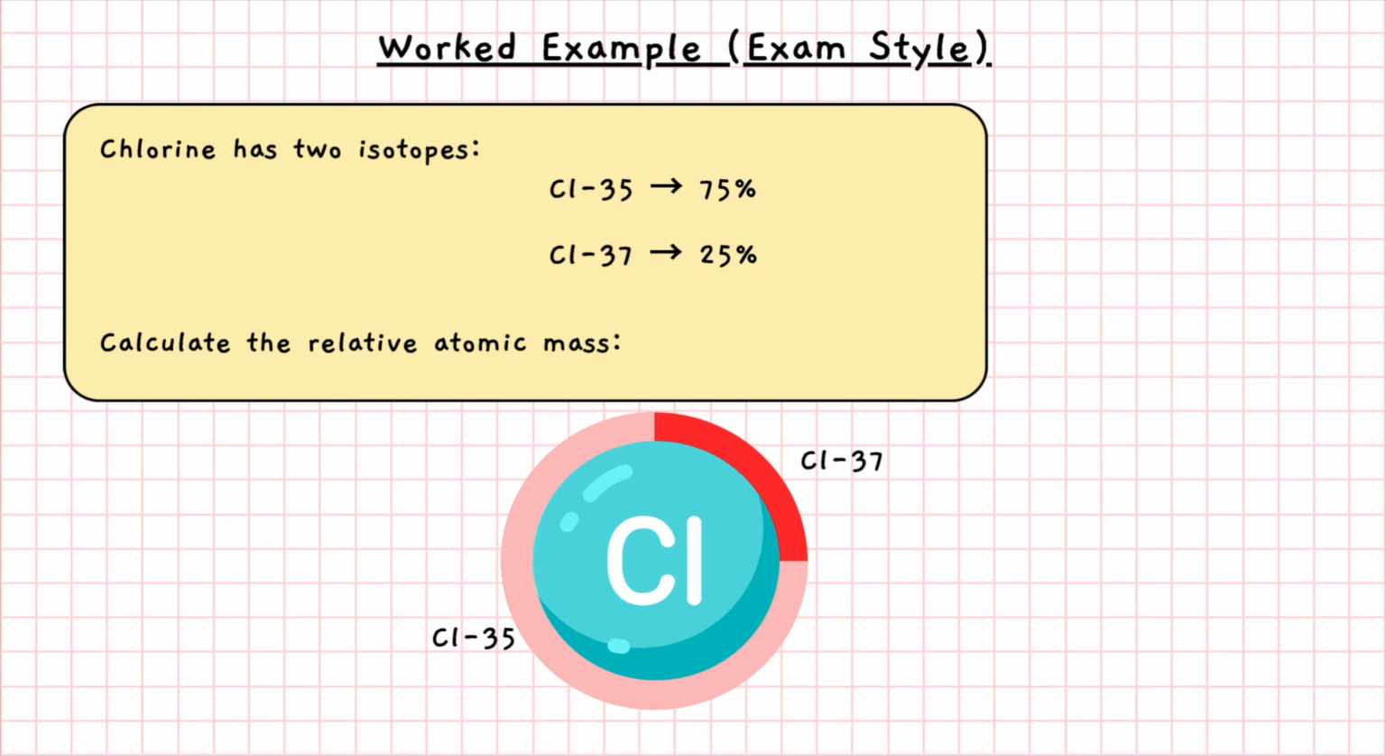This is the kind of question that comes up again and again. Out of every 100 chlorine atoms, 75 are mass 35 and 25 are mass 37. We need to calculate the weighted average. If you can work it out, pause the video, have a go, and see if you got the correct answer.